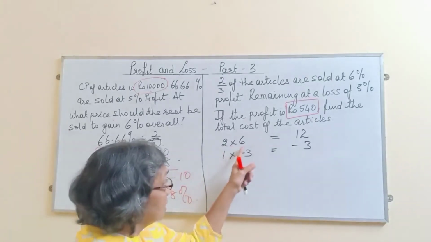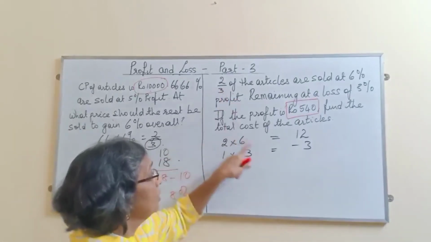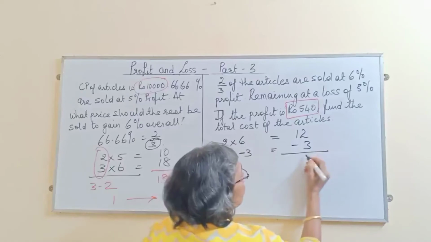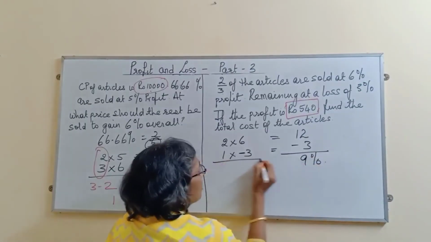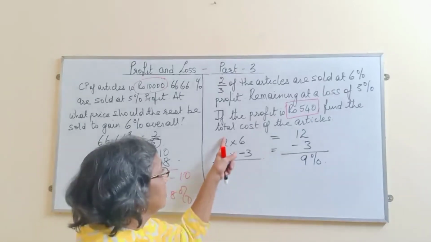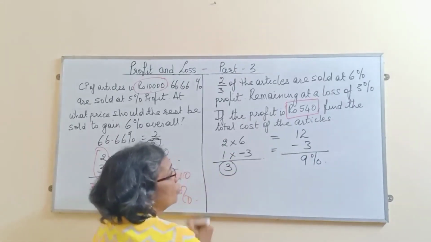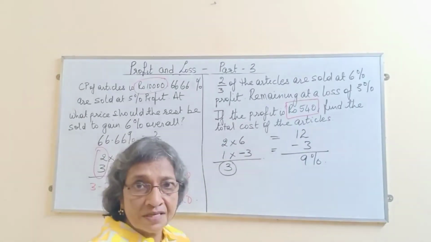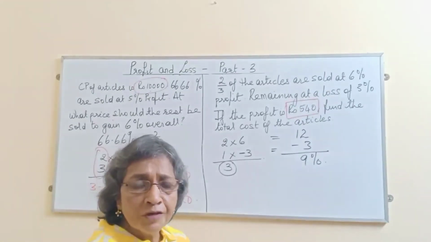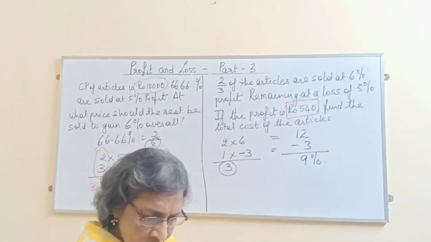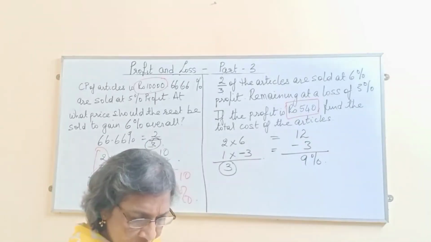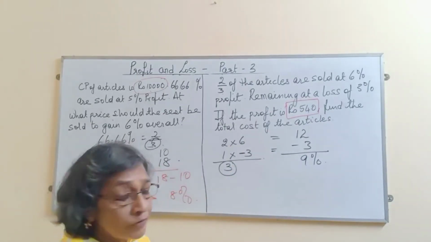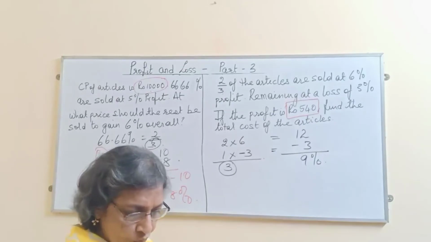We have seen that he has made a profit of 6% on 2/3. That means 2 into 6. Negative again because it's a loss. So overall here I will get a 9%. But what about this? This is again 3 parts. Why 3? Because the entire thing is making a profit of 9%. Okay. So when he's made a profit of 9% overall, let's see how much he is going to get when he sells all the articles and he makes a profit of 540 rupees.